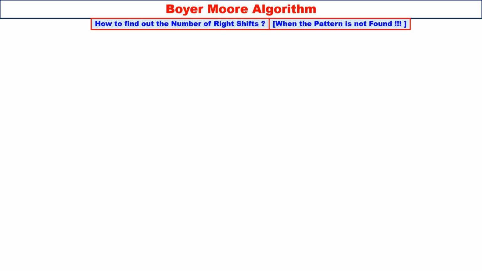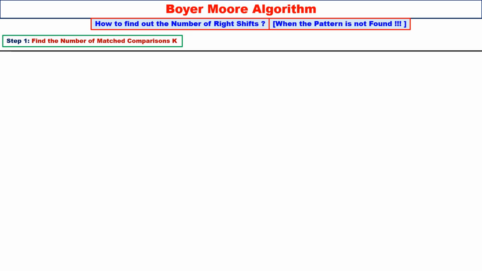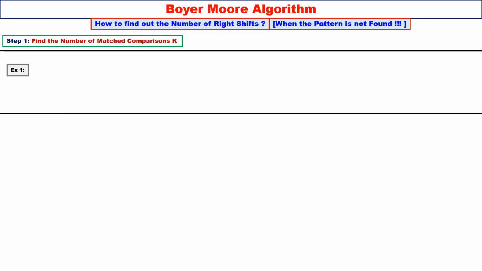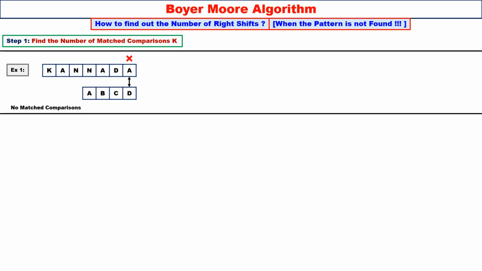When the pattern is not found, only then do we move to the right. But how to find out the number of right shifts? Step 1, find the number of matched comparisons, K. How to do that? I think we will illustrate with some examples. Suppose the text has Kannada and the pattern is ABCD. Are D and A matched? No, they are not matched. Therefore, there are no matched comparisons, so K is equal to 0. See, there were no matched comparisons at all. D and A were compared, they were not matching. Therefore, K is equal to 0.